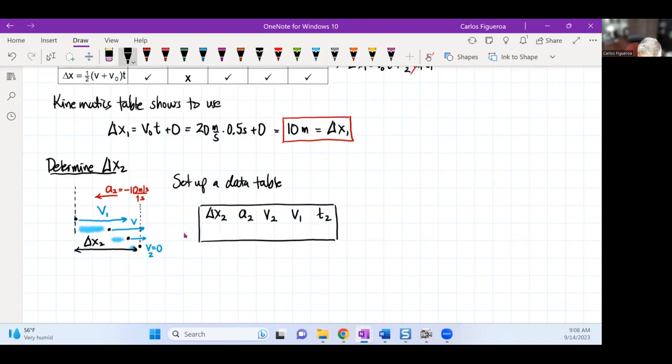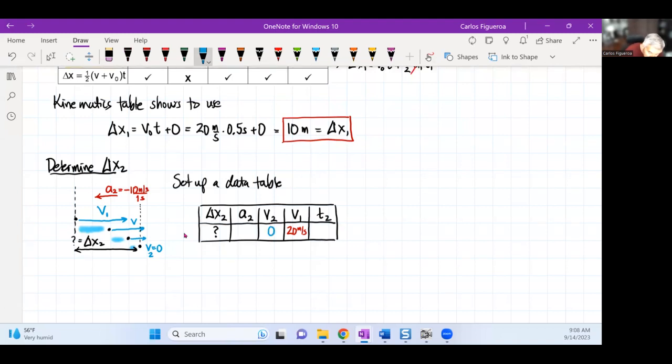So now I'm going to go from my picture and I'm going to pick what I know. Clearly, we have to solve for x delta 2. That's what we were trying to shoot for. So now, look at V1. I know what V1 is. We know that V1 was 20 meters per second. Look at V2. The car stops, so we know that this is 0.